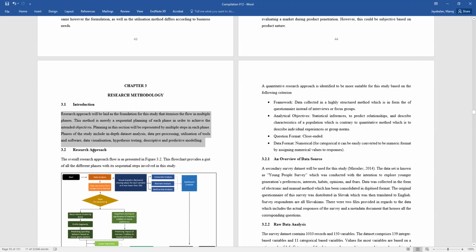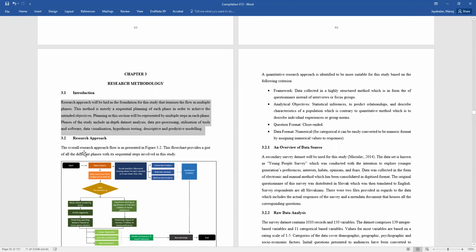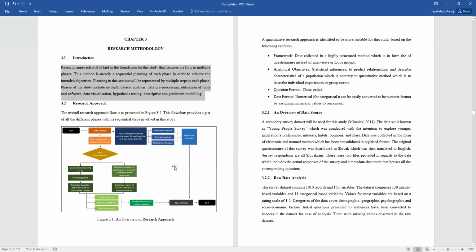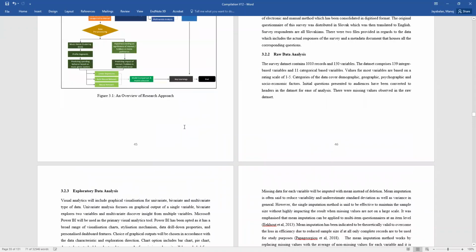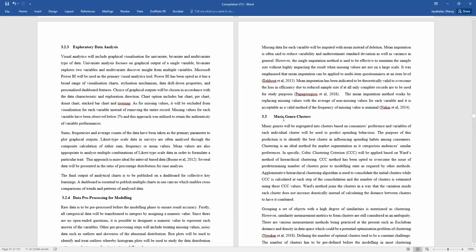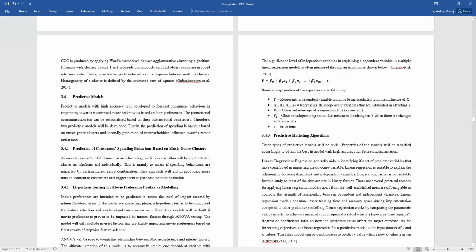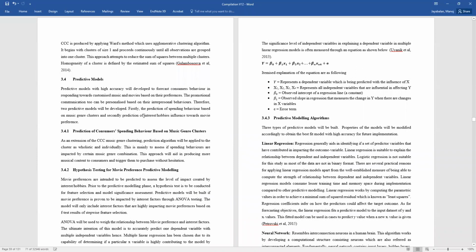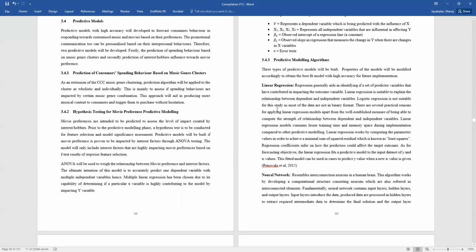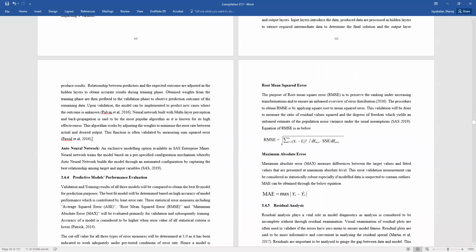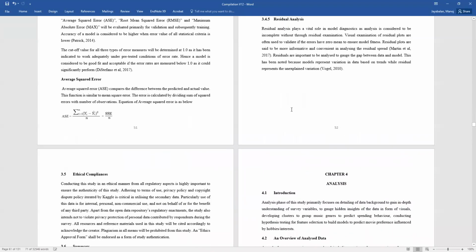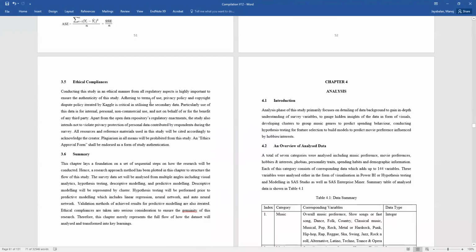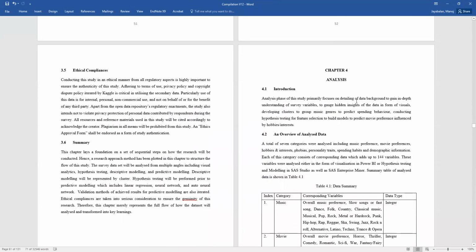And she has a research approach. She has included the research approach in the form of a flow chart. So she has an EDA, clustering. She is talking about hypothesis, predictive modeling, linear regression, neural network, and the different evaluation metrics. And this is for the analysis. So again, you can see there is an introduction.